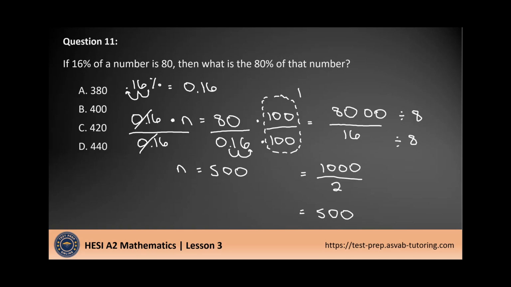Now the question is asking us, what is 80% of that number? So what's 80% of 500? 80% we can turn into a decimal by moving this 2 places to the left. So we have 80% or 0.8 of, meaning multiplication. That number is 500. We want to know what this equals.